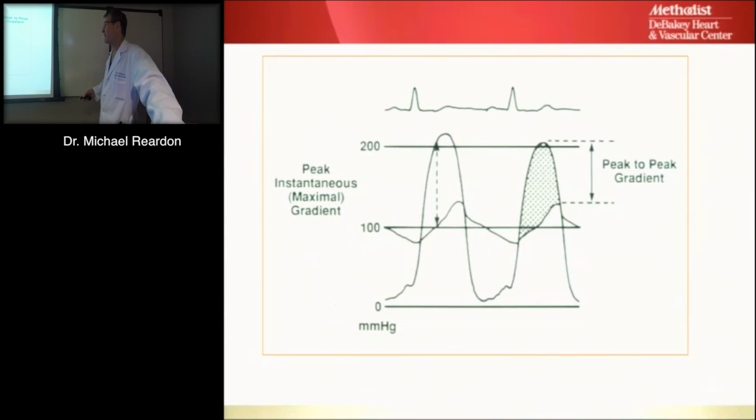You guys, I'm not going to spend a lot of time on the instantaneous peak of echo versus peak-to-peak gradient versus mean gradients. I mean, you guys all understand these concepts. We all use them a little bit differently. There's two things that get you into TAVR trials. Instantaneous peak from echo. Generally, it's 4 meters or above.